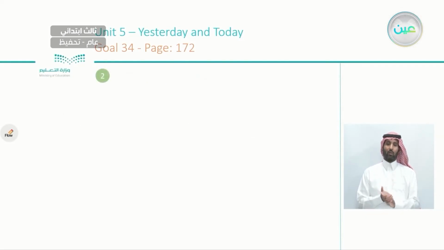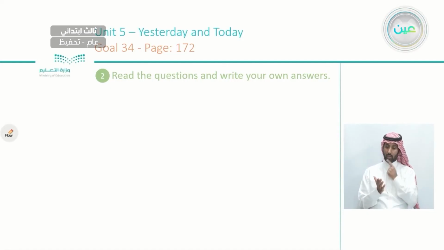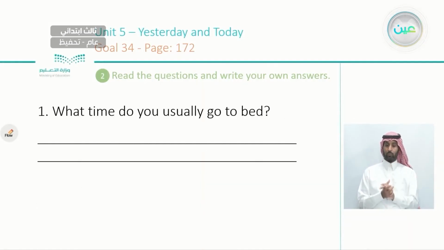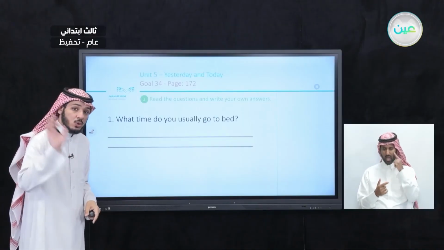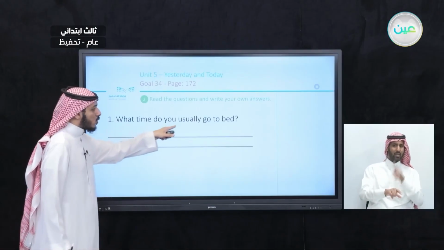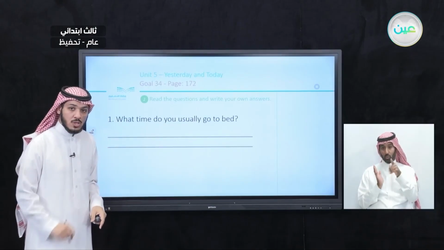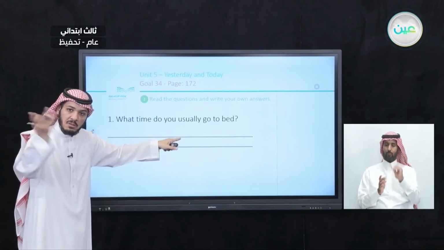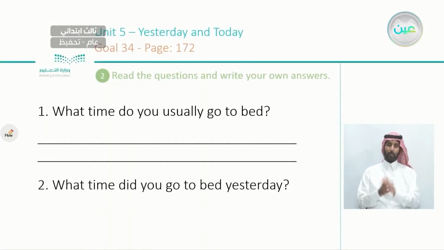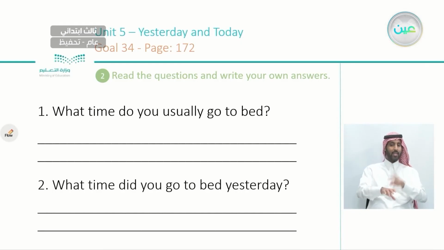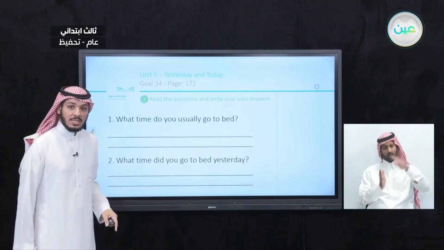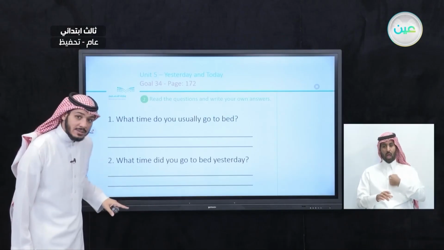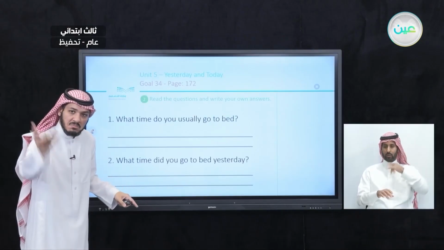Okay. Number 2, read the questions and write your own answers. So, what time do you usually go to bed? Okay, now answer about yourself. What time do you usually go to bed? You go to bed. You say what? You will say, I usually go to bed at, for example, 9 o'clock. That's it. Okay, and now number 2, what time did you go to bed yesterday? You will say what? Yesterday I went to bed at, for example, 10 maybe.